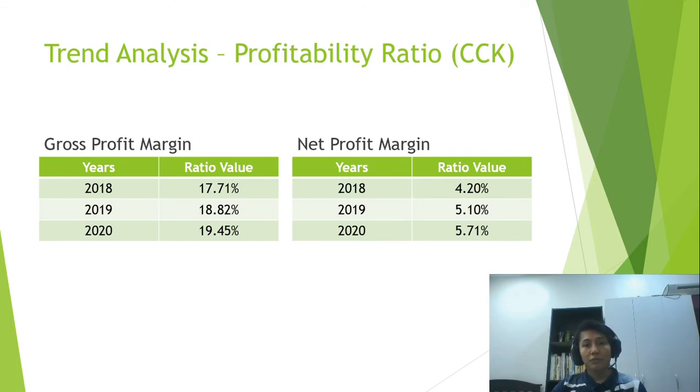Next, the company's net profit margin for all three consecutive years also show us a good ratio performance. It shows that the company's net profit margin was gradually increased from 2018 until 2020. In the year 2020, the company had the highest percentage of net profit margin, indicating a better income to shareholders.